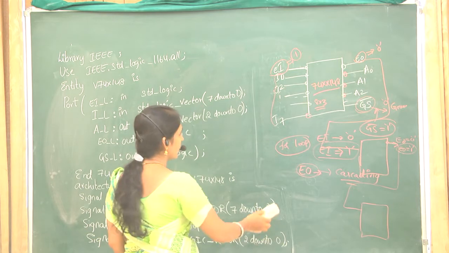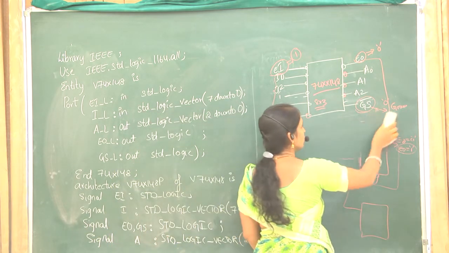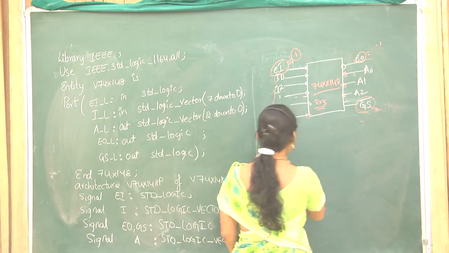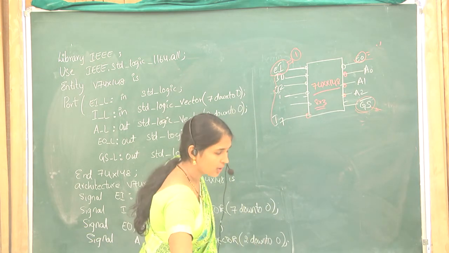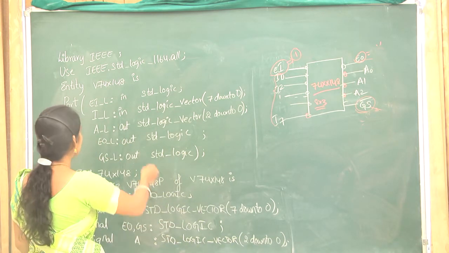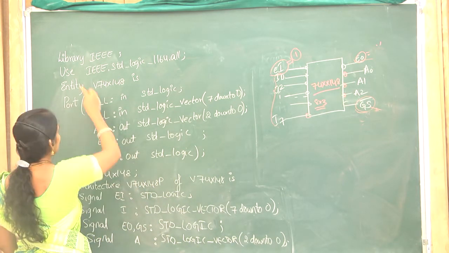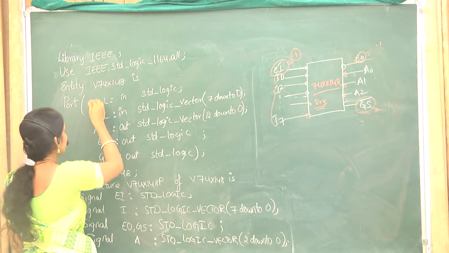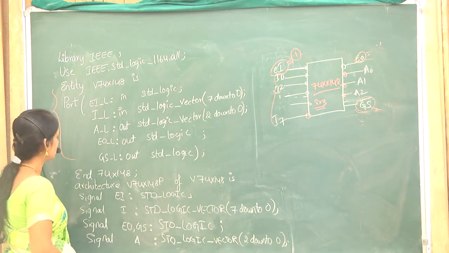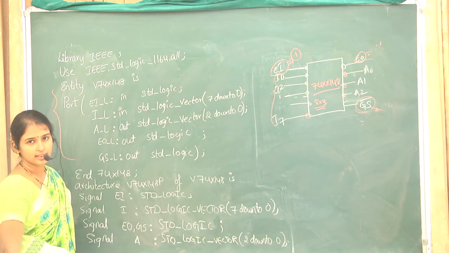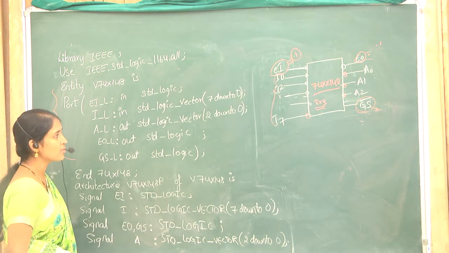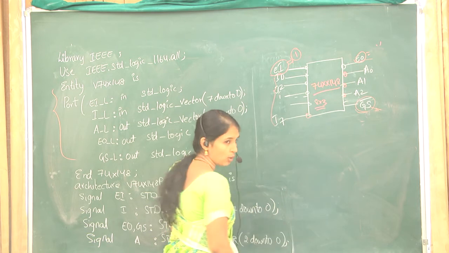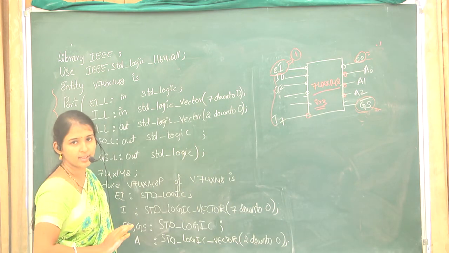Now let us see how the code is written for this priority encoder. You can write the code in any way, but I am explaining this code as per your textbook. Library IEEE, where you write all the packages. Next you tell about your entity declaration, where you indicate whatever inputs are available and what the outputs are.